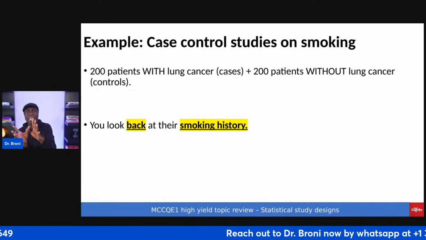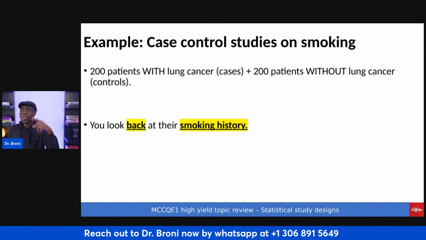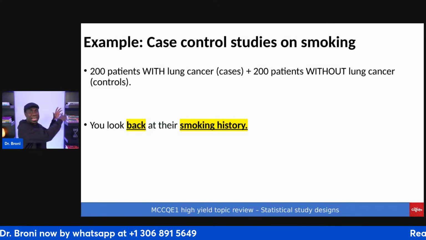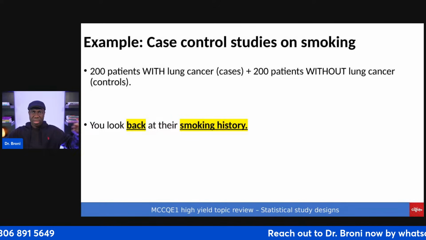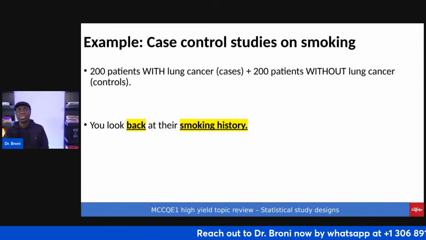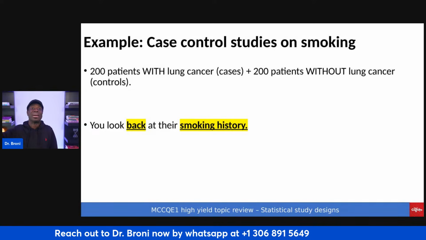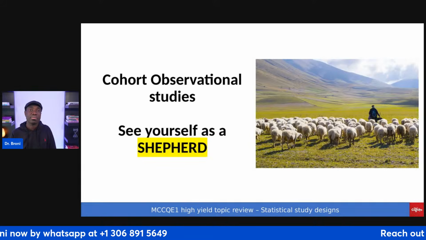An example of a case control study can be this. You have 200 patients with lung cancer, these are the cases, and 200 patients without lung cancer, these are the controls. So you look back at their smoking history, and you realize that the majority of the people who have lung cancer have smoked in the past. That is a case control study.